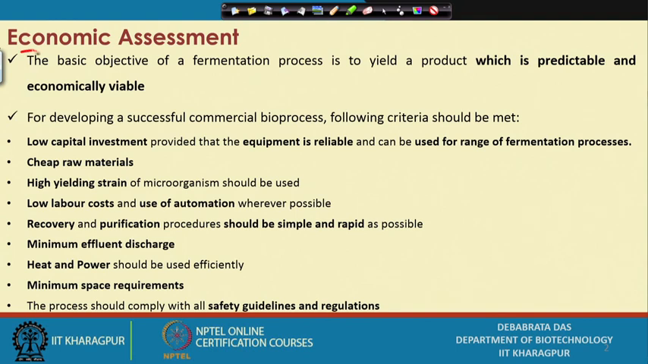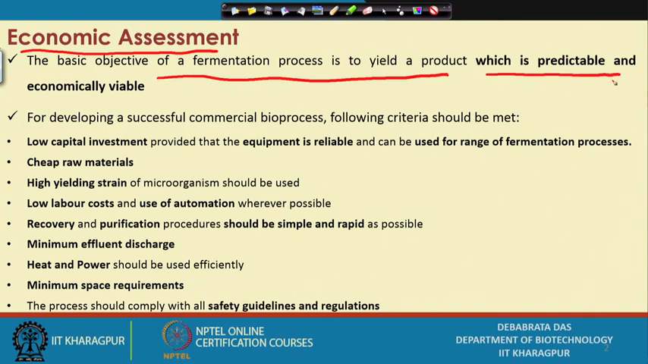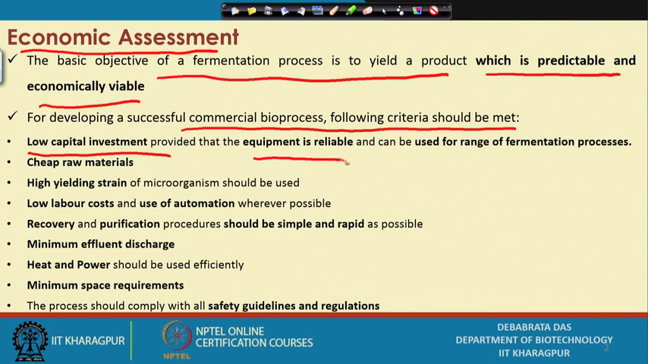The first important thing is what is called economic assessment. The basic objective of a fermentation process is to yield a product which is predictable and economically viable. This is very important: our objective should be that it is economically viable. For developing such a successful commercial bioprocess, the following criteria should be met. The first is low capital investment, provided that the equipment is reliable and can be used for a range of fermentation processes.